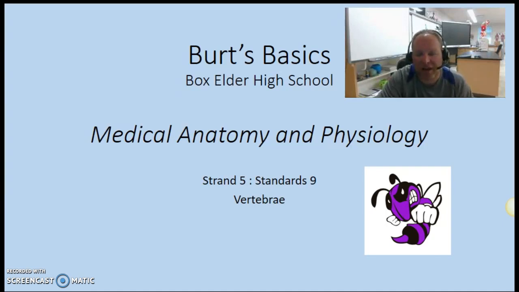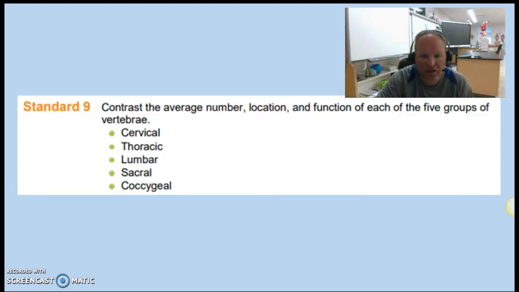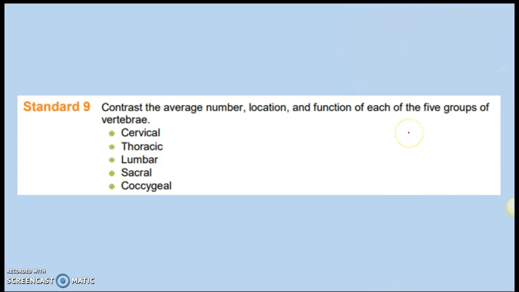Today we're doing Strand 5, which is all about the skeletal system, and Standard 9, and it's just about vertebrae. So we are going to rock and sock vertebrae. Now, once again, a lot of words here, but nothing to stress about. We just got to get good at these and watch them again and again and again. So here is our list of what we need to do. Our goal is to contrast the average number, location, and function of each of the 5 groups of vertebrae and learn all their names: cervical, thoracic, lumbar, sacral, and coccygeal. So let's start with what we're going to do first.